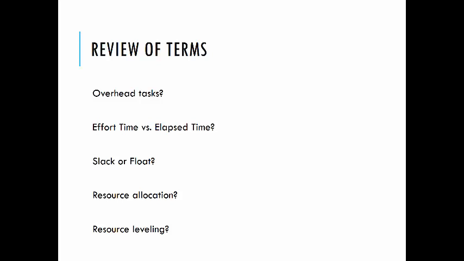Slack or float is the amount of time that a project can be delayed before it becomes on the critical path. You should be familiar with that. Basically, how long can you delay an assignment before it becomes the most critical thing you have to do?